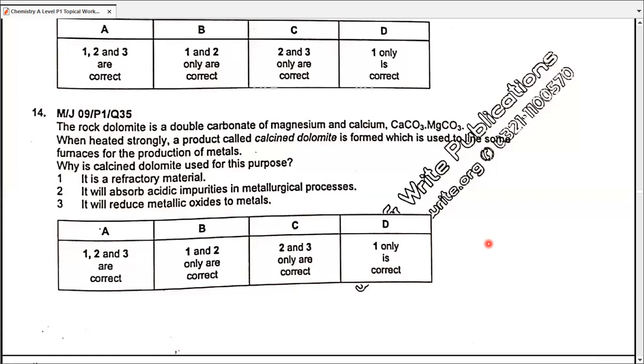For this purpose, it is used to line some furnaces for the production of metals. It will reduce metal oxides to metals. Metals are good reducing agents, okay. Oxidize.